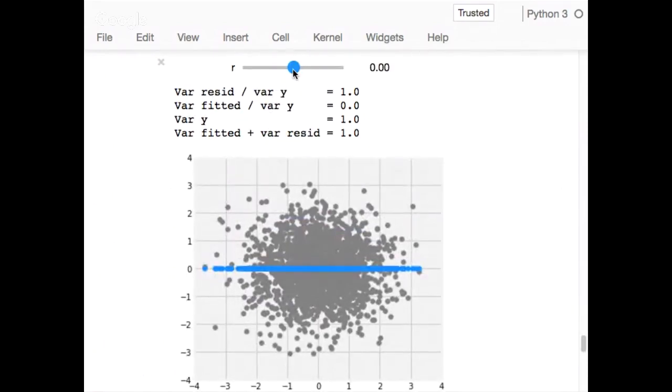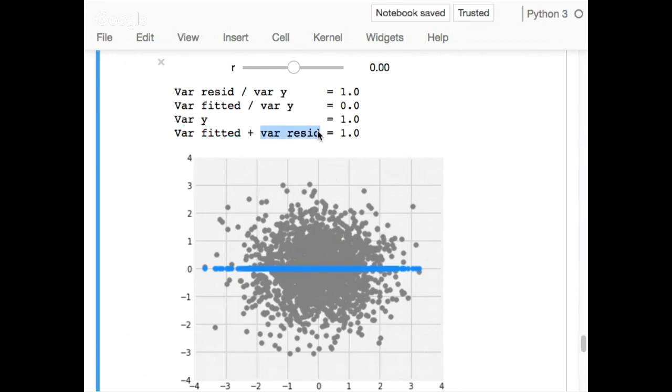Okay, so here I have some points. R is 0, which means that there's no correlation. So the variance of my residuals divided by the variance of y. Let's interpret this. This one's easiest to interpret. This is saying the variance of my fitted values, the blue points, is 0, which makes sense because all my values here are 0, so there's no variation around 0. The variation of my original points y is 1, and if I add the variance of my fitted values and the variance of my residual values, this is my third equation, I get back the original variation.